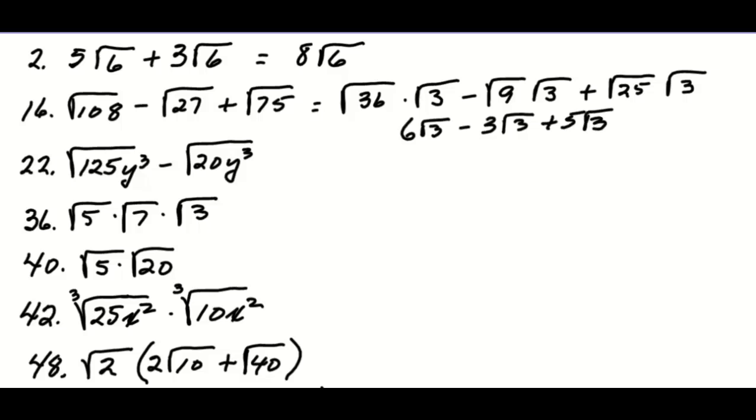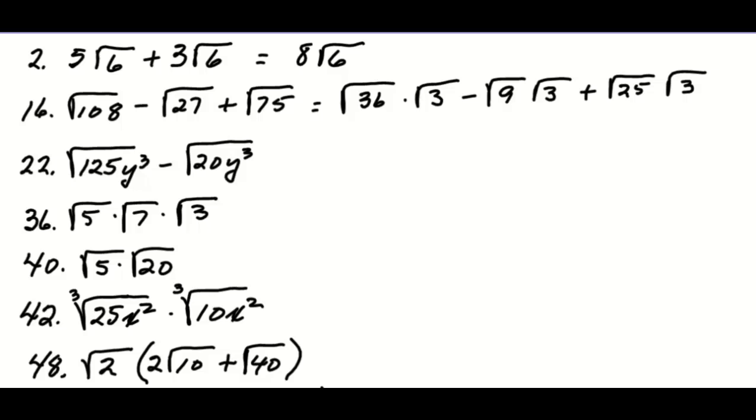Now we have the same radical, the square root of 3, in all 3 of our terms. So what we're going to do is take 6 minus 3, which is 3. 3 plus 5 equals 8 times the square root of 3. So what we've done is simplify those radicals to the point where we have the same thing underneath the radical in all 3 cases, and we can go ahead and add those together. But now let's take a look at number 22, which is a little more complex.